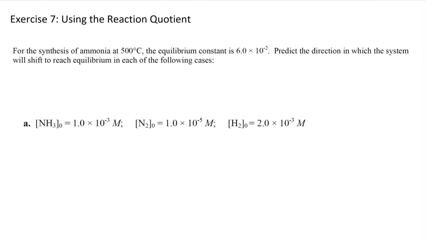Alrighty, we are being asked to predict the direction in which a system will shift to reach equilibrium for each of the following cases. This is the synthesis of ammonia, and the equilibrium constant is given to us. It has a value of 6.0 times 10 to the negative 2. So I'm going to go ahead and label that. Equilibrium constant has the symbol K, and since they didn't specify, we're going to assume that we're talking about Kc. Okay, so our Kc is equal to 6.0 times 10 to the negative 2.